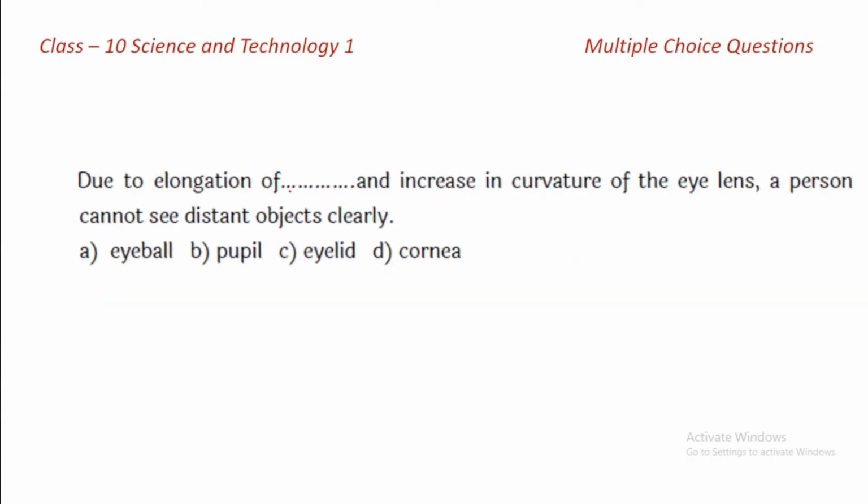Due to elongation of dot dot and increase in curvature of the eye lens, a person cannot see distant objects clearly. Option A is eyeball, pupil, eyelid or cornea. So the correct answer is option A, eyeball. That is, due to elongation of eyeball and increase in curvature of the eye lens, the person cannot see distant objects clearly.